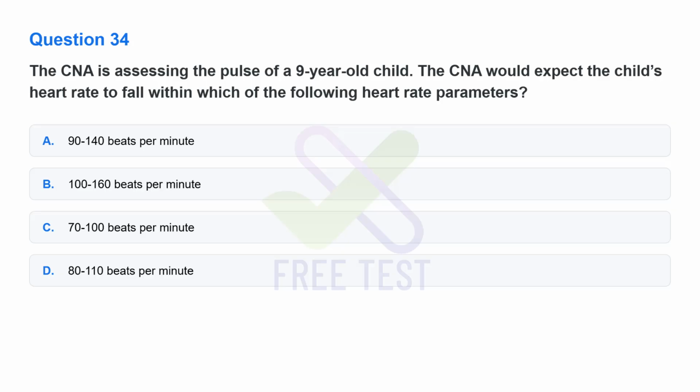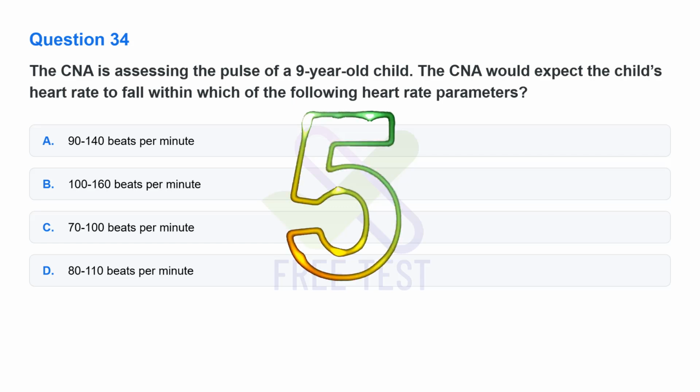The CNA is assessing the pulse of a 9-year-old child. The CNA would expect the child's heart rate to fall within which of the following heart rate parameters? A. 90 to 140 beats per minute. B. 100 to 160 beats per minute. C. 70 to 100 beats per minute. D. 80 to 110 beats per minute.